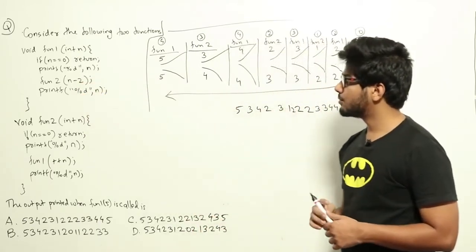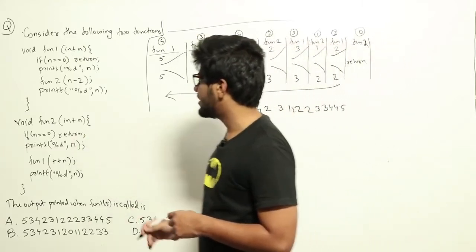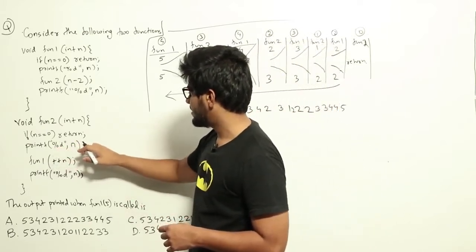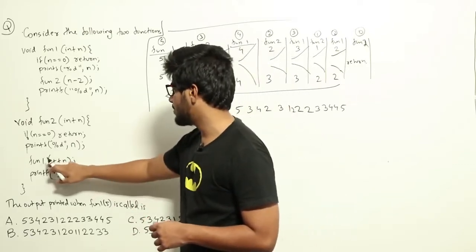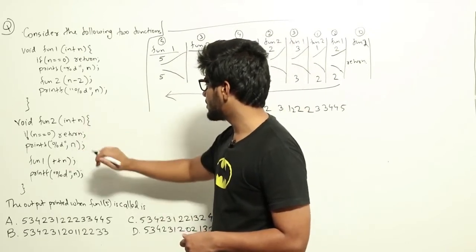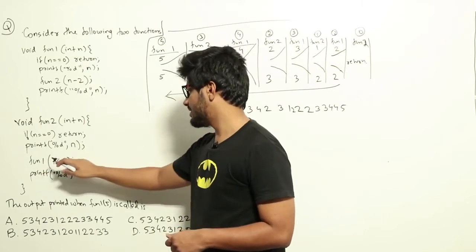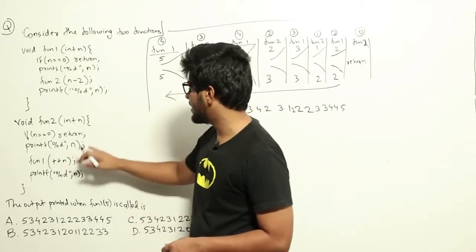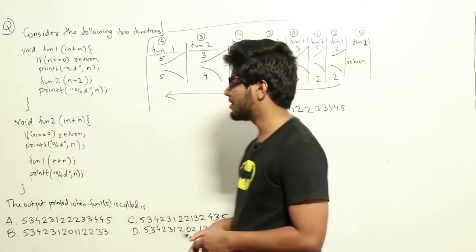Now look at fun2. Here also the exit condition is the same. If n is 0, it will return immediately. If n is non-zero, then it will print n. It will call fun1 with ++n. Now it's doing ++n here, meaning n is also getting incremented. So if you are calling it with some non-zero n, it will print n, increment n by 1, call fun1 with that incremented value, and then print that incremented value of n. So it will be printing n here, and it will be printing n plus 1 here. And it will be calling fun1 with value n plus 1.